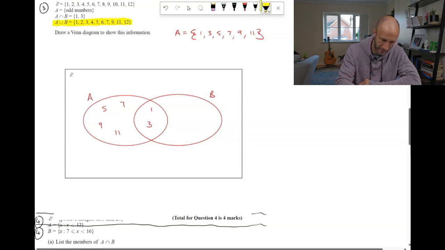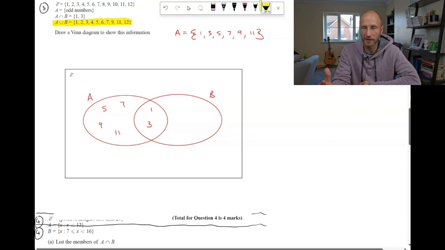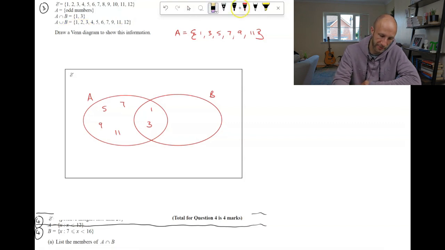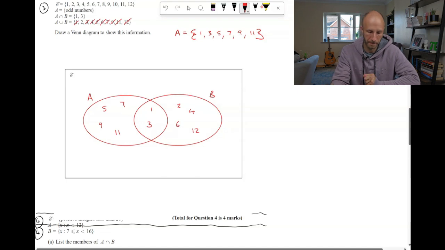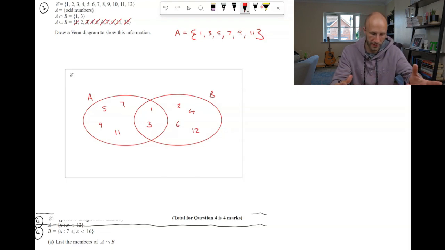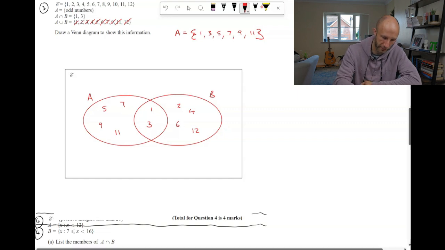So that means we know that the odd numbers can be taken from A, so anything else must be taken from B. So we've got 1, 3, 5, 7, 9 and 11. So they're all kind of ticked off. That leaves us with 2, 4, 6 and 12. And they must have all come from B to make it into the union, because they've not come from A, because we know that A is just the odd numbers. So anything that's not odd there must have come from B. The intersection is 1 and 3.